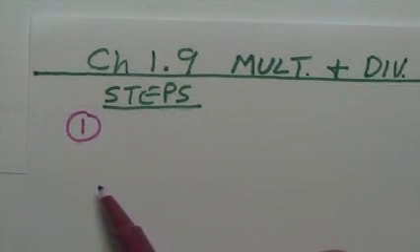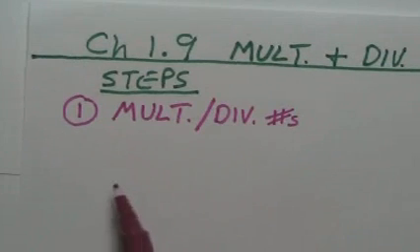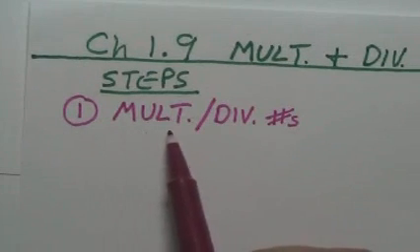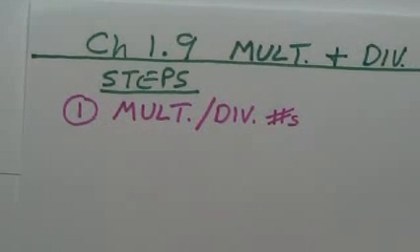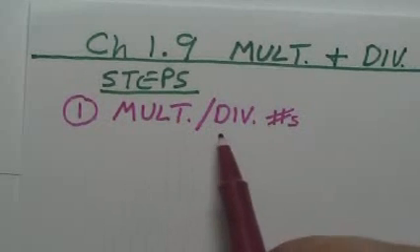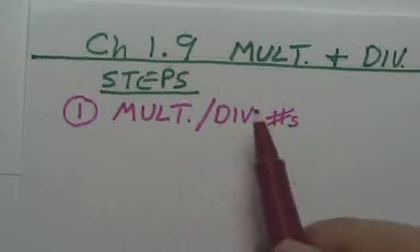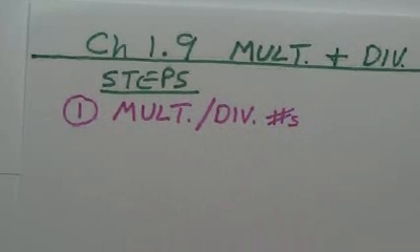When we multiply and divide integers, here's the steps that we're going to do. There's two of them. First step is just to multiply or divide the numbers. If it's a multiply problem, you multiply. If it's divide, you divide. And that's a symbol for numbers, a pound and an S.